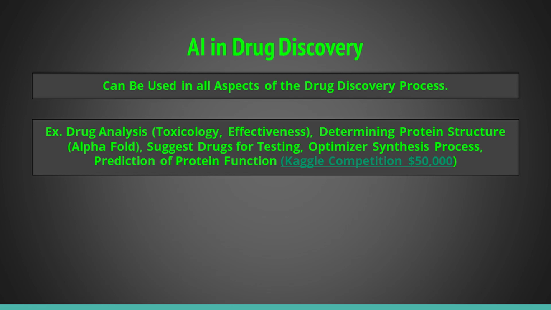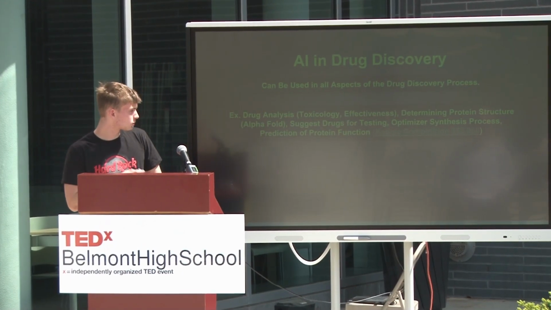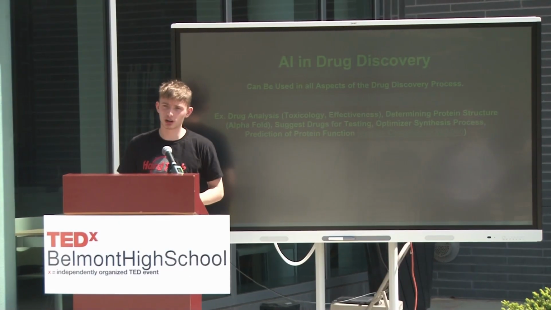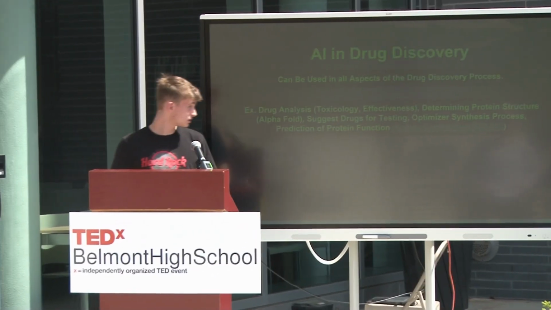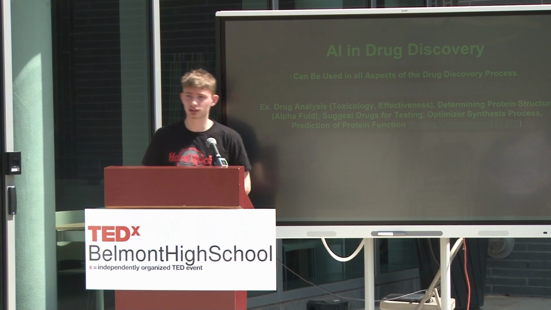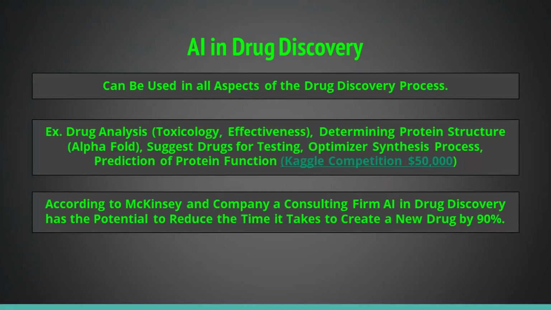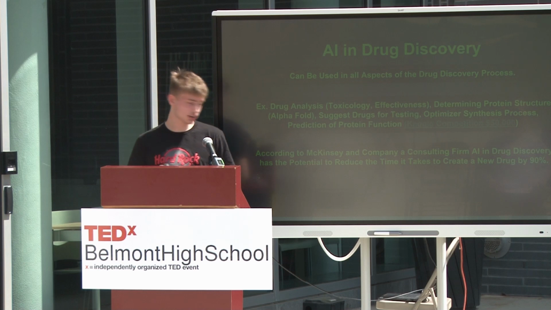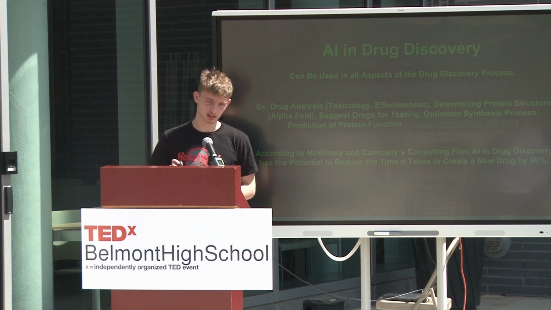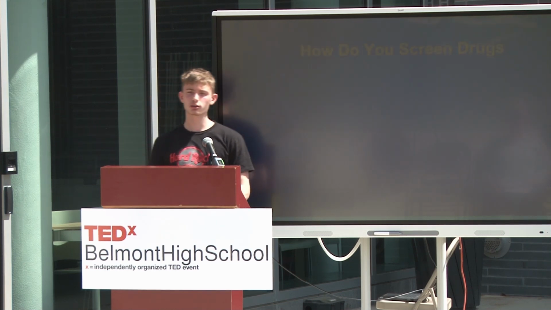This has not been possible before, and there's a $50,000 reward if you build the best model. The best accuracy for the model that I've seen is 1%. So good luck with that if you're going to try that. And according to McKinsey and Company, which is a consulting firm, AI has the potential to reduce the time it takes to find a new drug by 90%. So, how do we do this?